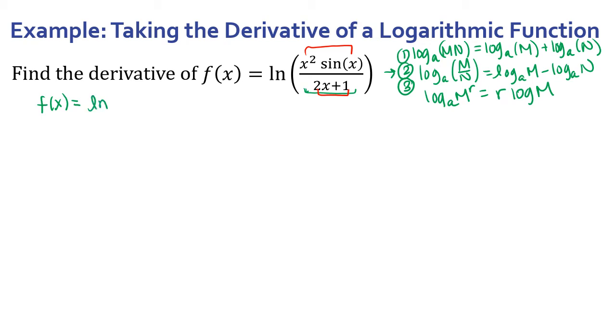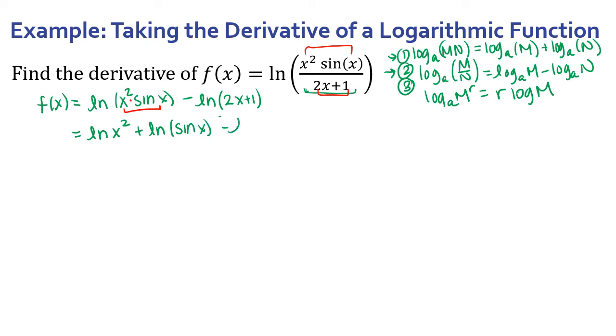So this becomes the natural log of x squared sine of x minus the natural log of 2x plus 1. Now I can use property 1 to expand this first term out because I have two things getting multiplied together. So this will expand out to the natural log of x squared plus the natural log of sine x minus the natural log of 2x plus 1. And now I'll use that third property to move that power, that x squared, out in front.